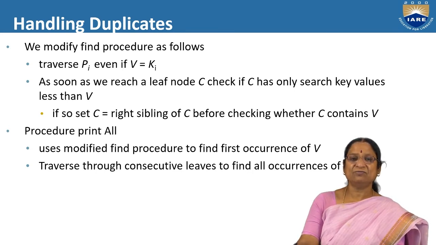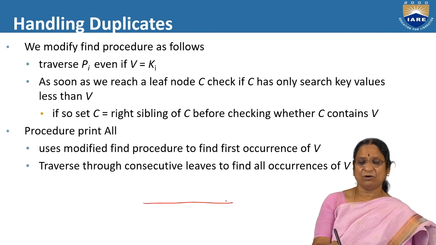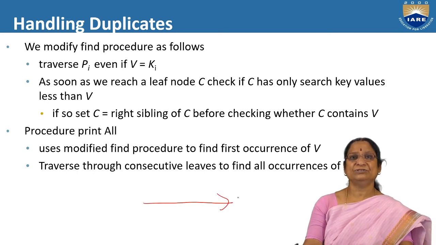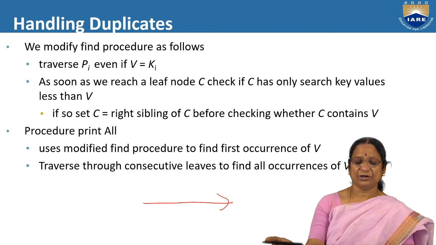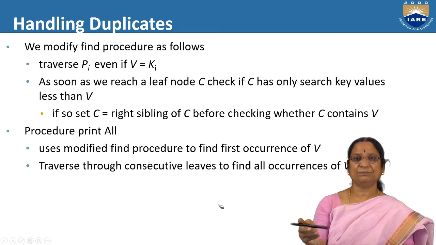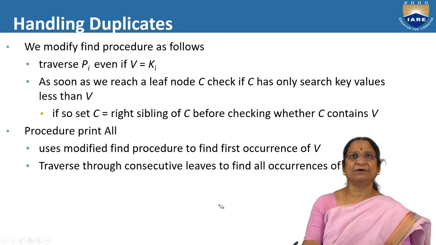That means the first value will be searched as usual. Once we reach the first value, from there sequentially search in all leaf nodes till we get a value which is not equivalent to the current value. So that all values are going to be processed, whether the process is printing or anything else.